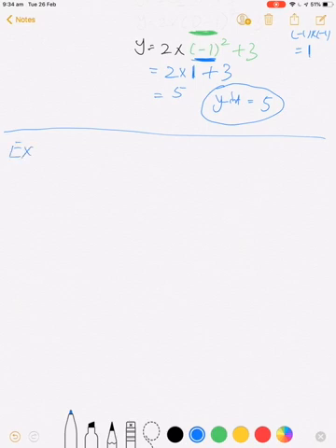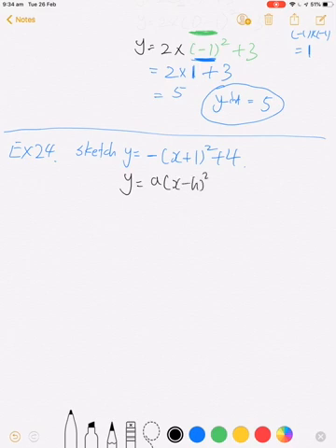Now let's do one more. Next example, so we can do example 24. Okay, so now sketch y equal to negative x plus 1 to the power of 2 plus 4. Again, first of all, just write the turning point form over here. Now we know here it is plus, it is minus, so we need to do something to make them the same. And we know k is equal to 4.